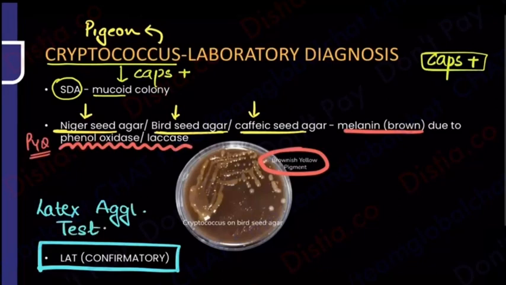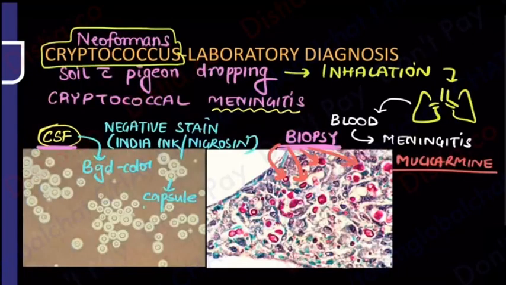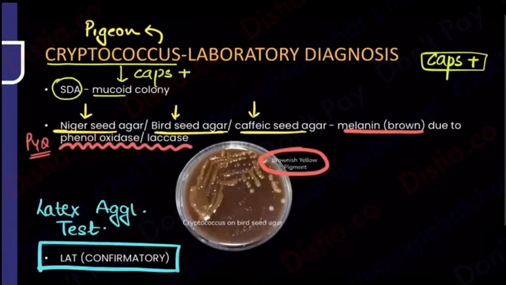Repeating all these tests once again, because Cryptococcus is really important. Firstly, if you get a CSF sample, you are going to go ahead with a negative stain. If you get a biopsy sample, you're going to go ahead with a mucicarmine stain. And when you have to do a culture media, SDA, because it's capsulated, it will show you a mucoid colony. If you have to see that brown color, use Kaffik, bird seed, or Niger seed agar; the reason for the brown color is the enzyme it has called phenol oxidase or laccase. The confirmatory test is going to be latex agglutination testing.